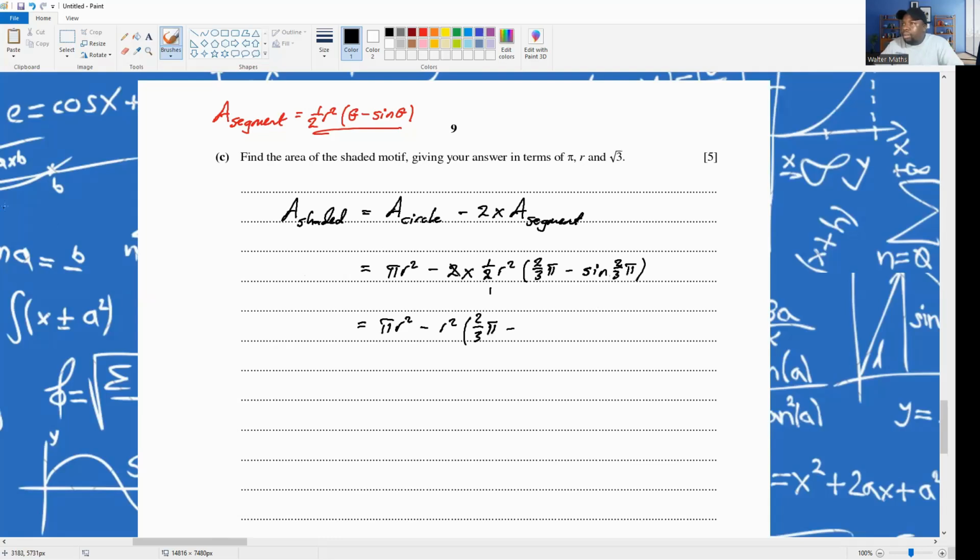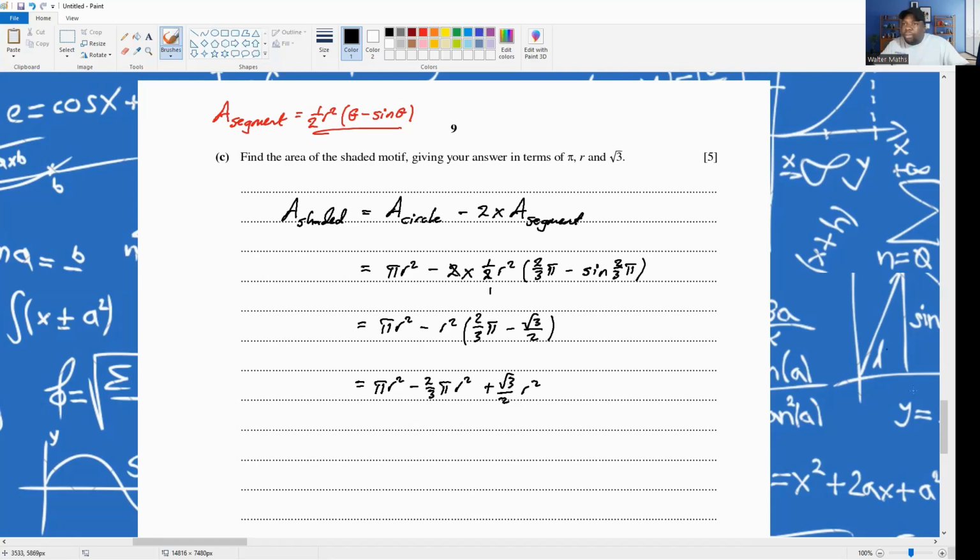Let me just calculate that on my calculator. Let me go to the right mode. It has to be in radians. So sine of 2/3 pi. Well, that should be √3/2. So we have √3/2 right here. That's what we have right here. So this is going to be pi r squared minus 2/3 pi r squared plus √3/2 r squared.